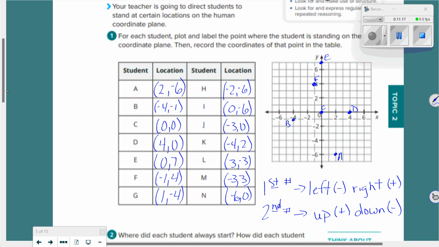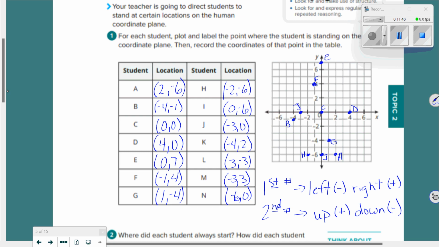G, 1 means I'm going right. -4 means I'm going down. There's G. H, -2 going left, -6 going all the way down to here. I, 0 means I'm not moving. -6 means I'm coming straight down. There's I. J, -3 means I'm going 3 to the left. 0 means I'm not moving, so stay right on that line.